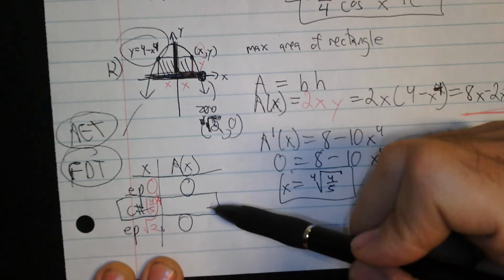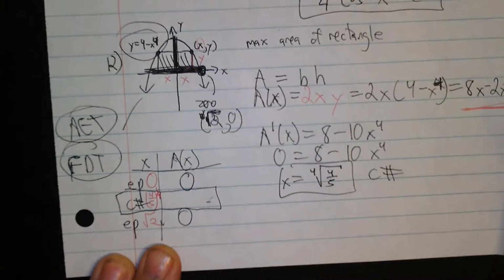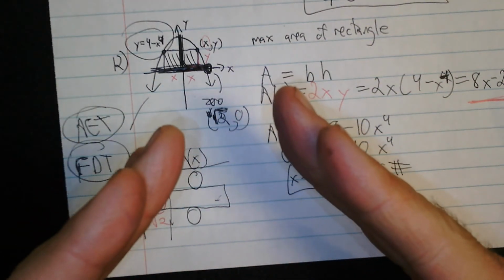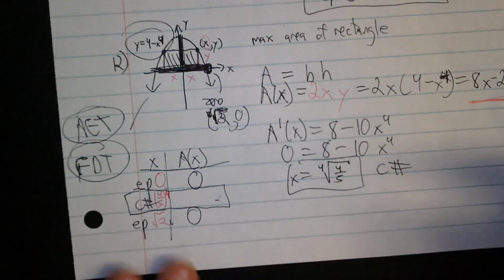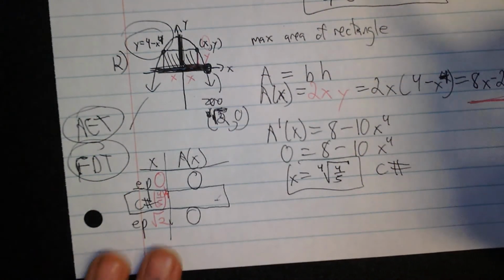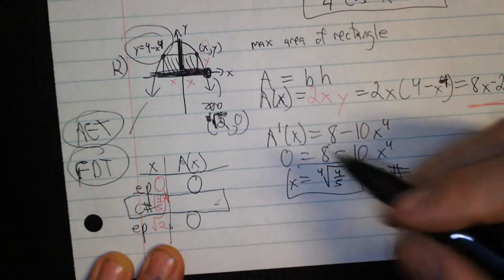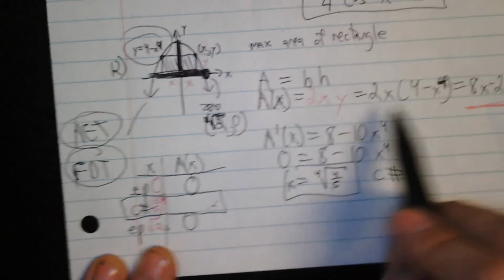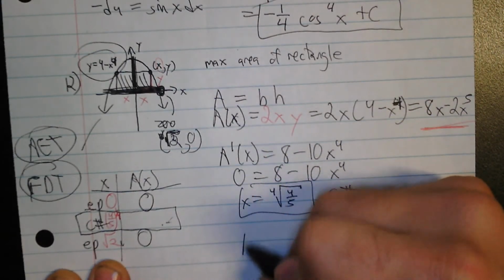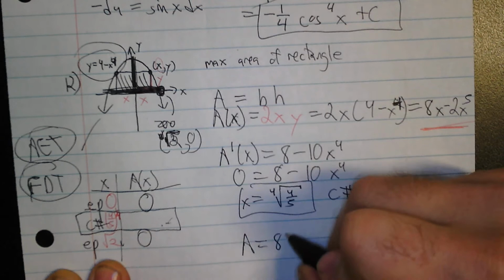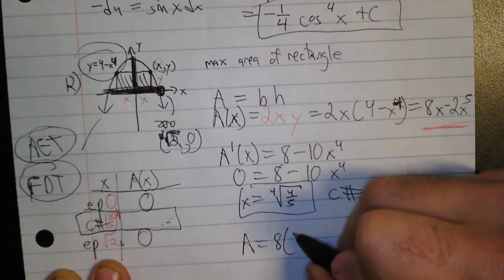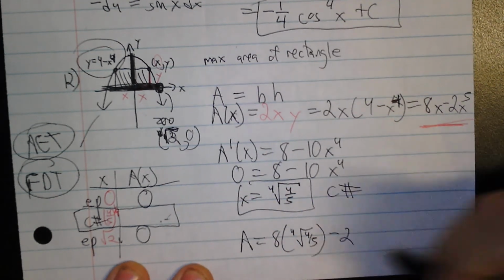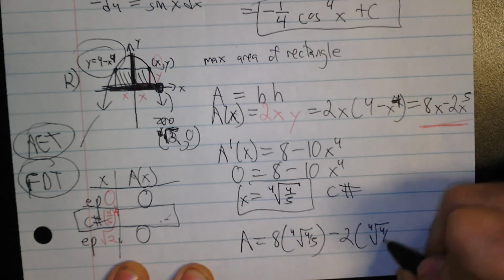If you use the first derivative test, you have to test to the left and the right of the critical number on a sign chart, just to prove that you're going from a positive to a negative derivative, or increasing to decreasing, to have a max. But I'm going to finish the absolute extrema test, where I test my endpoints and my critical numbers. So how do I test a critical number? I just stick it back into the thing I'm maximizing to find the maximum area. So area is going to equal 8 times the fourth root of 4/5 minus 2 times the fourth root of 4/5 to the 5th.